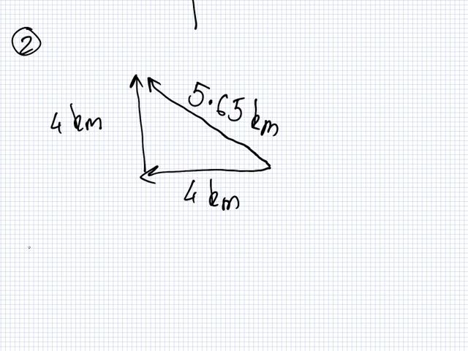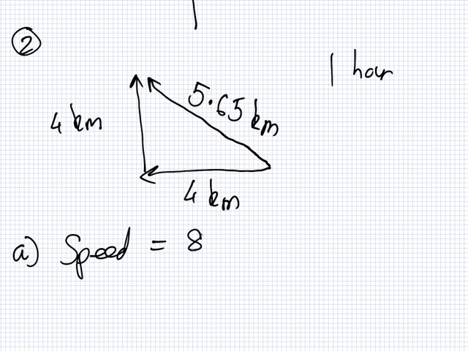And what's my first question? What is the speed? So speed is distance over time. Now what's the distance? 8 over 1. So the answer is 8 kilometers per hour.